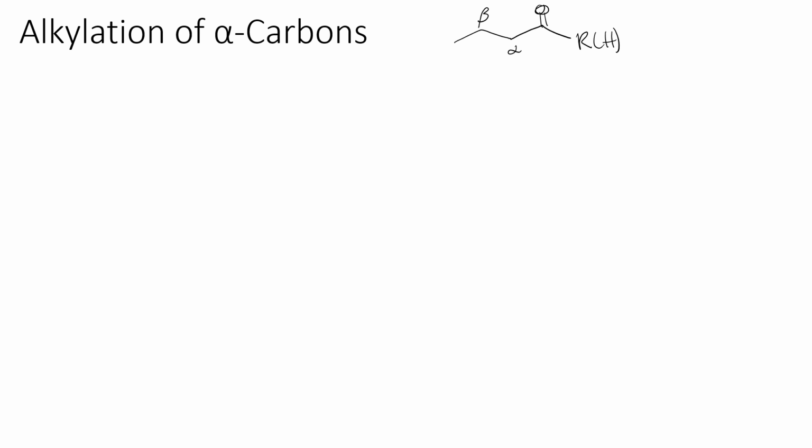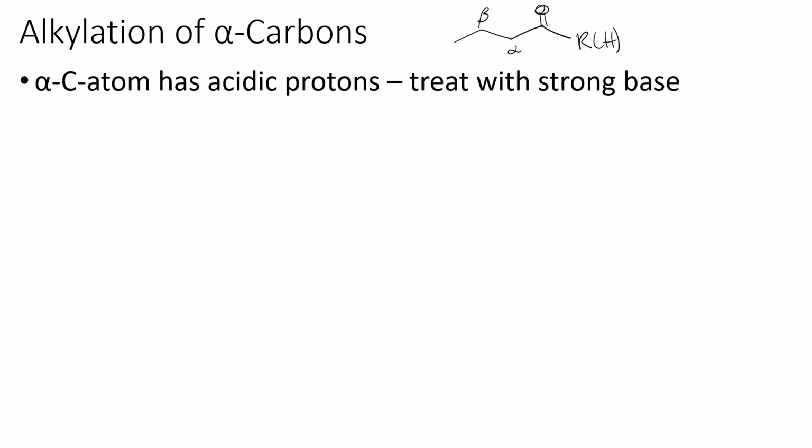As we walk away from the carbon of the carbonyl, we continue to discuss those specific carbon atoms. So the second carbon out is what we would consider the beta position. But what you want to remember is that the alpha position has acidic protons. The hydrogens that are there are slightly acidic, so if we treat them with a strong enough base, we can actually get them to deprotonate.